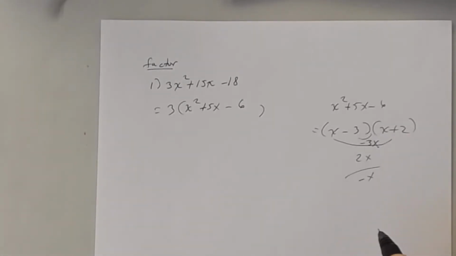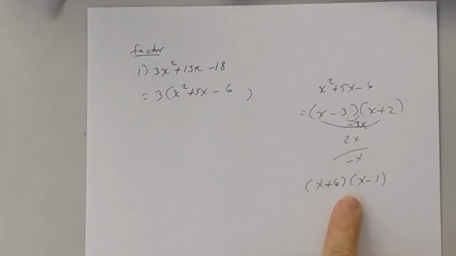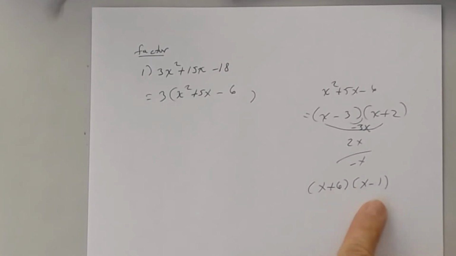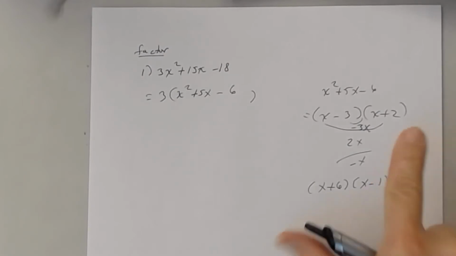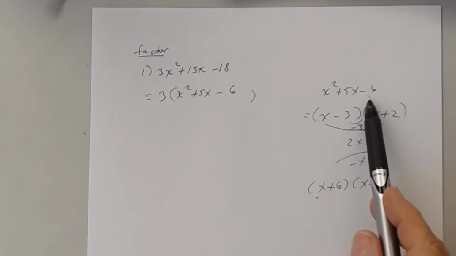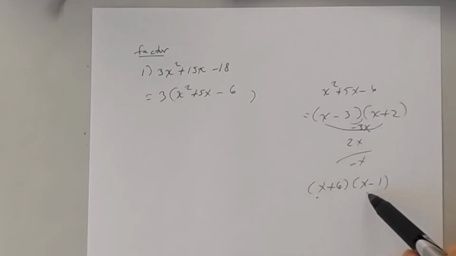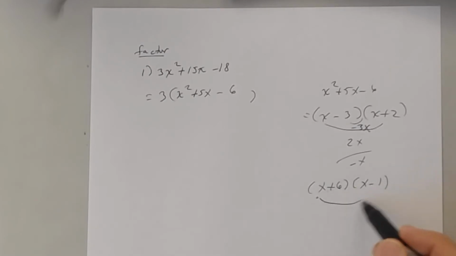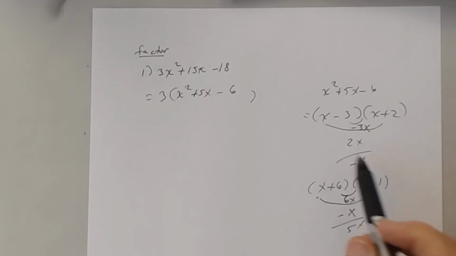X plus 6 times x minus 1. That's what that is. X plus 6 times x minus 1. X times x is x squared. A positive 6 times a negative 1 is a negative 6. And you remember the last sign's negative, right? So these signs had to be different. What's the outer? Negative x. What's the inner? 6x. What do you get when you add them up? Which is what you wanted.